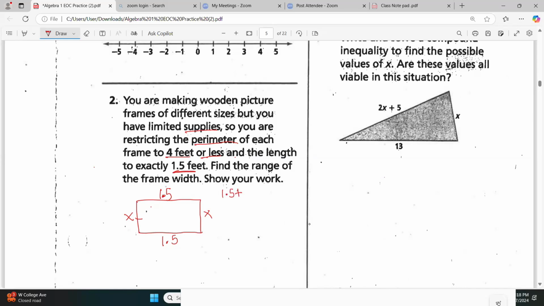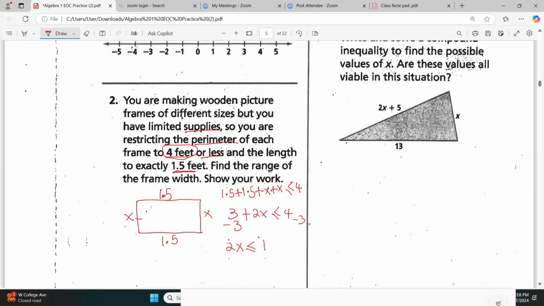So we could say 1.5 plus 1.5 plus x, and so on around the frame, must be less than or equal to, we were told that that's the largest we could have. So it's going to be 3 plus 2x is less than or equal to 4. Let us subtract 3 from both sides. So we're going to have 2x, which is less than or equal to 1.